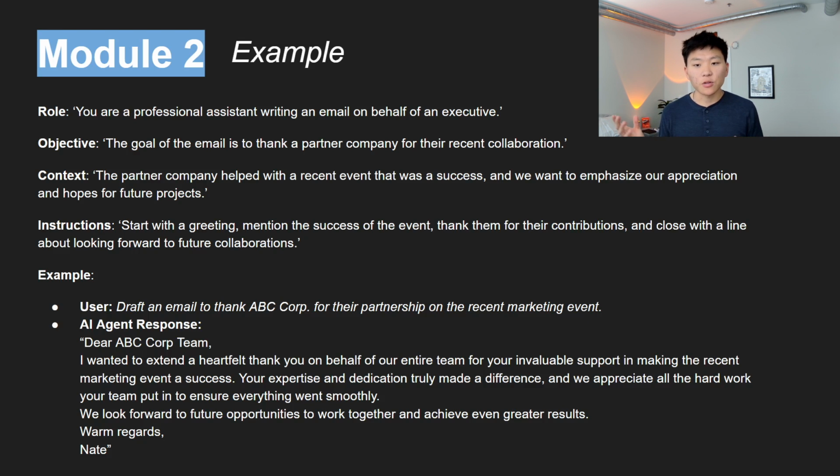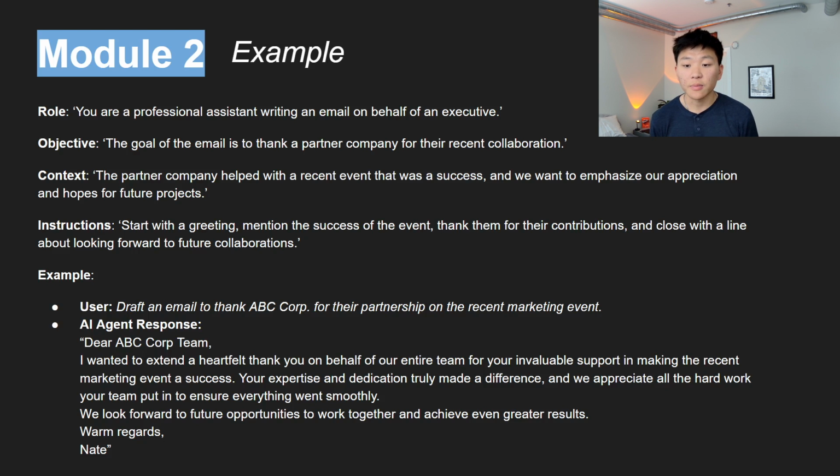Let's break this down with a quick example. So suppose you're designing a prompt to get an AI to draft an email. A structured prompt could look like this. So we've got the role, objective, context, instructions, and example. The role is that you're a professional assistant writing an email on behalf of an executive. The objective is the goal of the email is to thank a partner company for their recent collaboration.